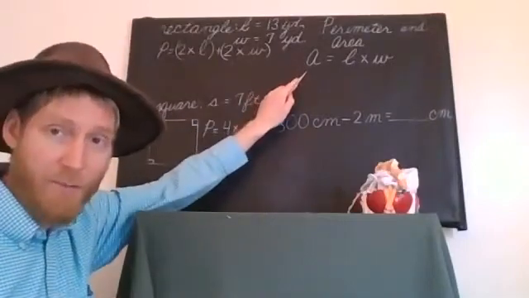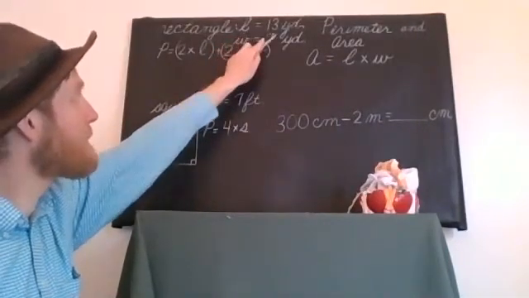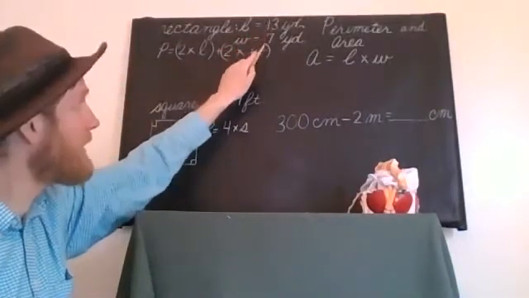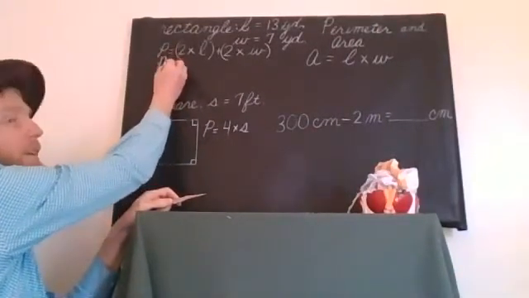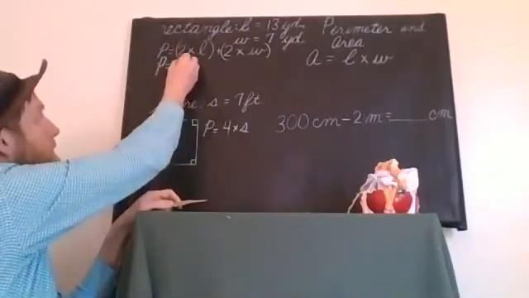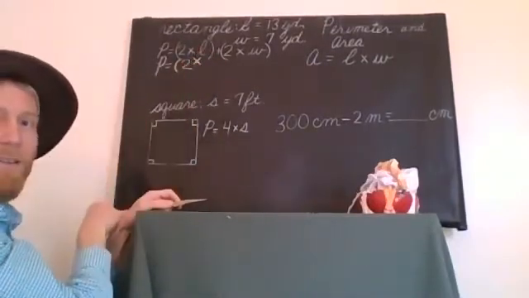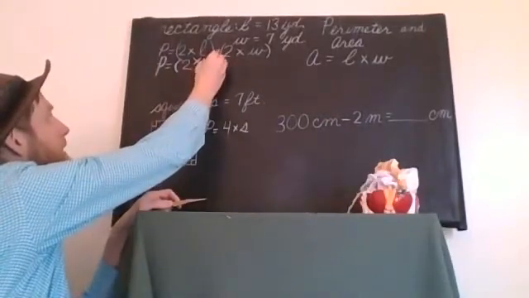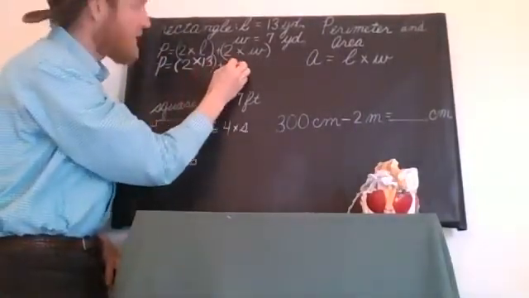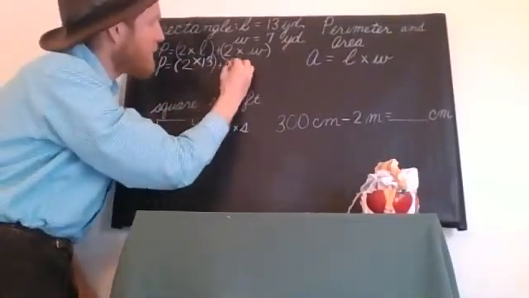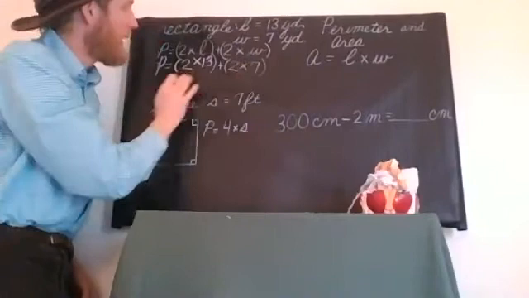But for area, you have to multiply. So what would we do? If the length is 13 yards and the width is 7, I'm going to put P equals 2 times 13 plus 2 times the width, which is 7. There we have my work.